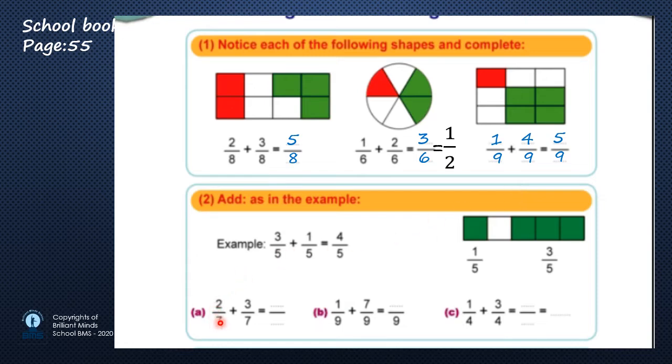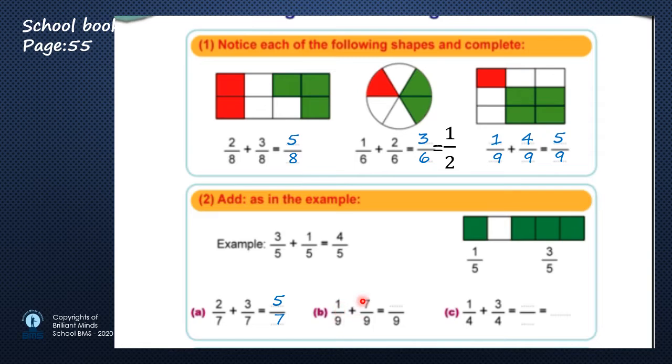Now go to question number 2, number A. 2 over 7 plus 3 over 7 equals space. What's the first step? Drop the d. d here equals 7, so we're gonna drop 7. Step number 2, add n. 2 plus 3 equals 5. Step number 3, check for simplify. 5 over 7 in the simplest form or not? Yes, in the simplest form. So we finish.